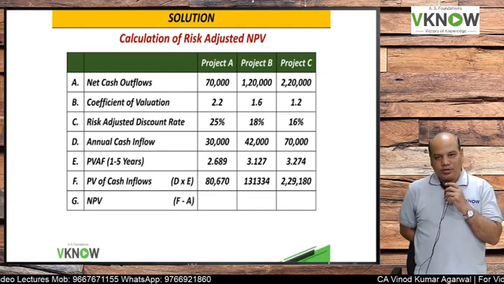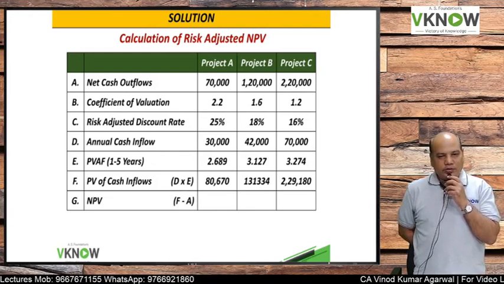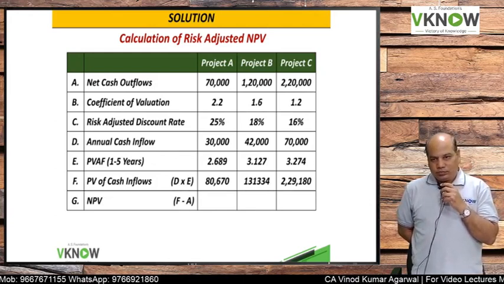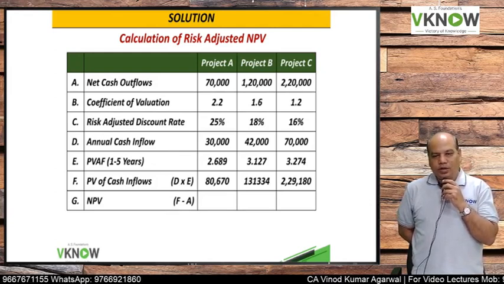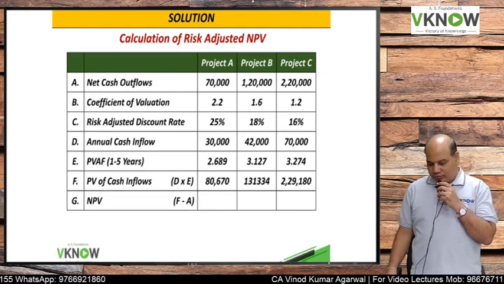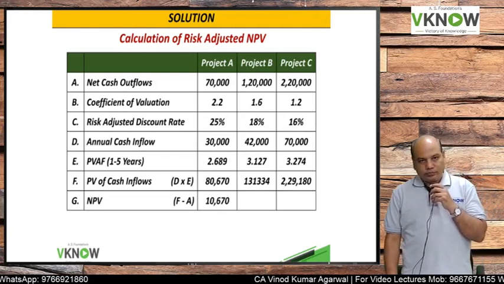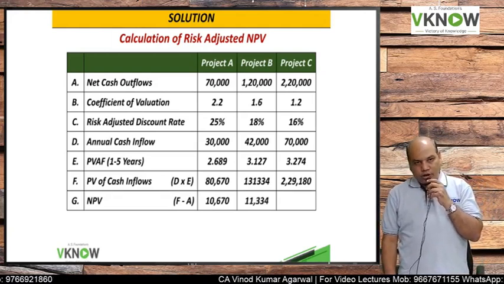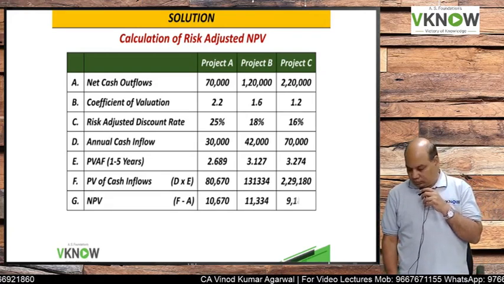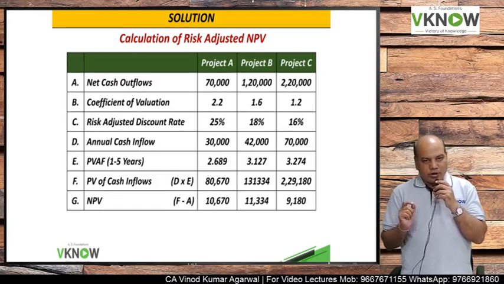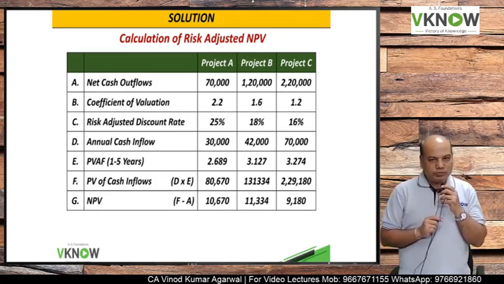Last line, NPV. E minus A. Right? E is inflow, A is outflow. So on your calculator, 10,670, 11,334, 9180. Are you getting it? Very good.